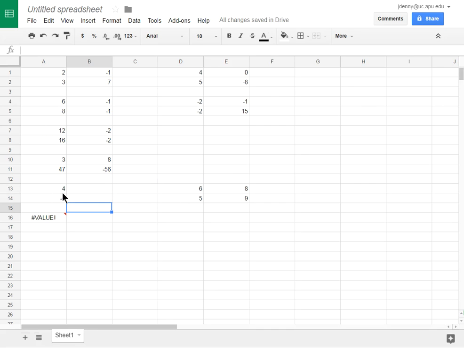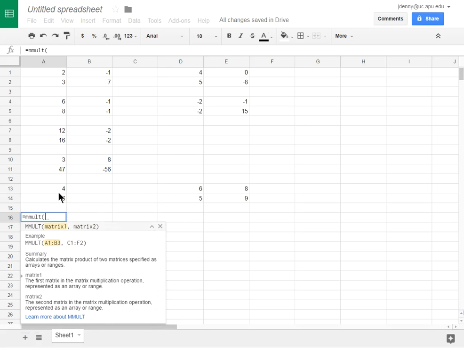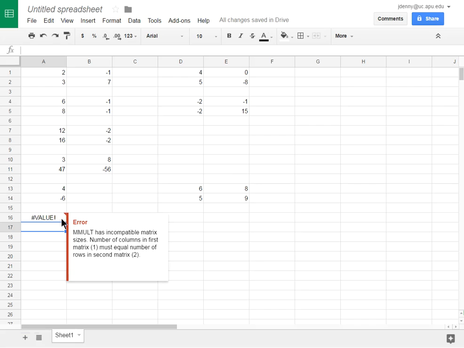If I were to try to multiply these together, a 1 by 2 times a 2 by 2, let's try it out. Equals M mult. So I'm multiplying these two, and it gives an error. And that's because you cannot multiply a 2 by 1 by a 2 by 2. And that's something you'll learn in your book if you haven't already.